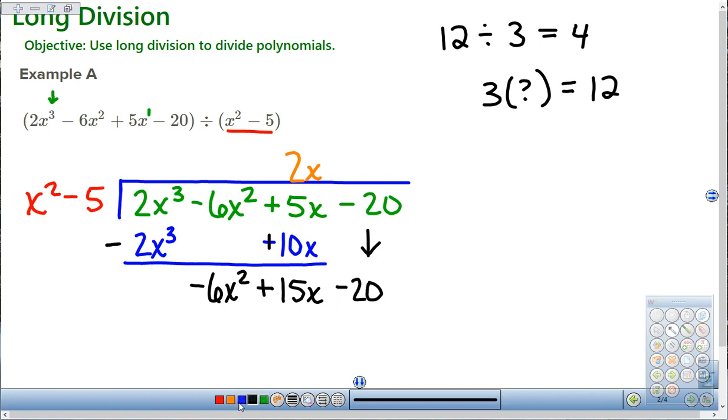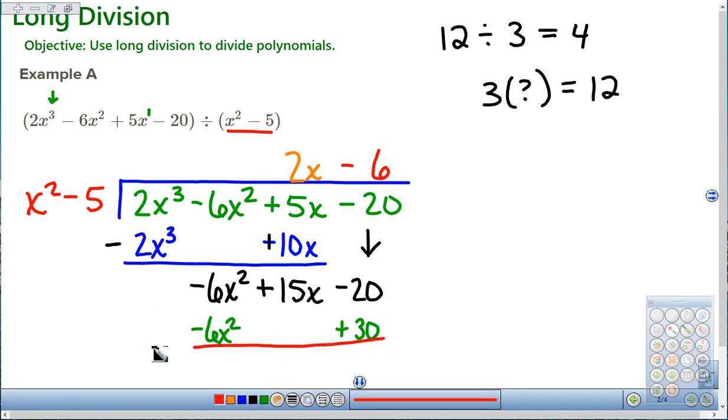Okay, do this process again. Take x squared. What can I multiply x squared by to get negative 6x squared? Well, hopefully you realize that that answer is negative 6. Take the negative 6, distribute it. So negative 6 times x squared, negative 6x squared. Negative 6 times negative 5, positive 30. And notice it goes underneath here because those are both constants.